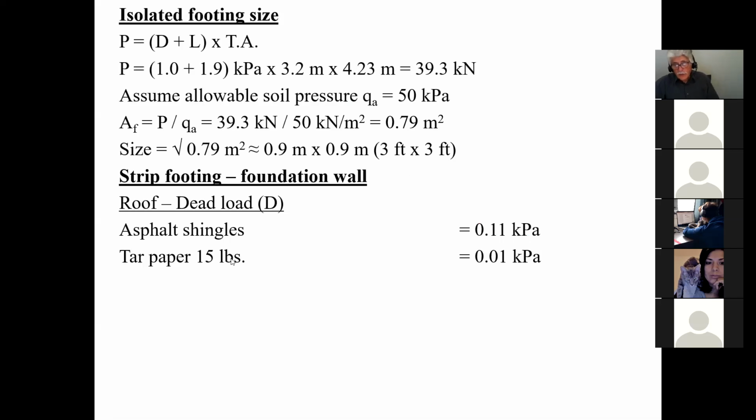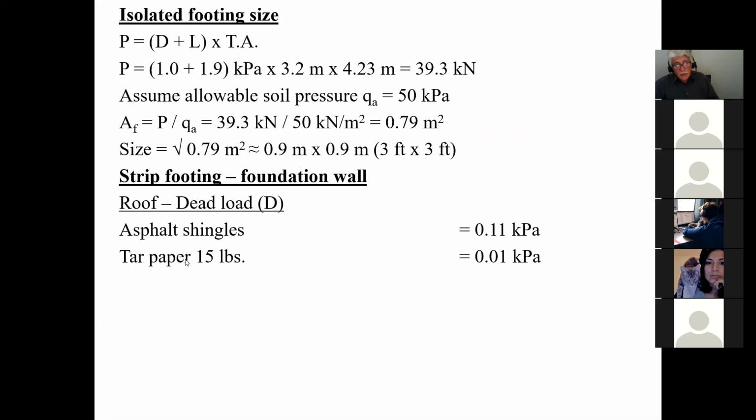Okay, tar paper, 15 pounds. That means it weighs 15 pounds per 100 square feet. If you see a 45-pound tar paper, that's 45 pounds per 100 square feet. So 15 pounds per 100 square feet, this is what it turns out to be in kPa. If you guys are interested, 1 PSF is equal to 47.88 pascals. Remember, it's pascals, not kPa. That's how you convert your PSF into pascals.